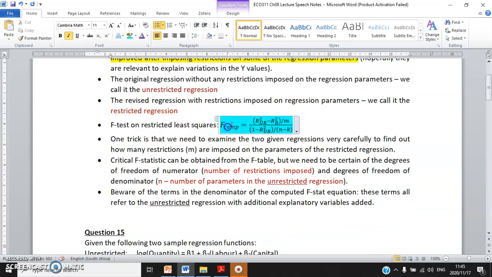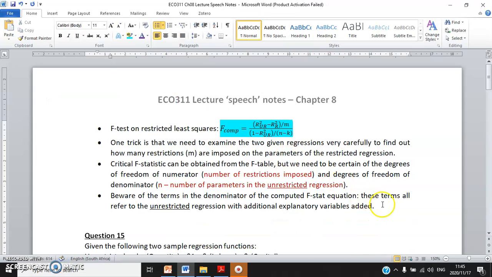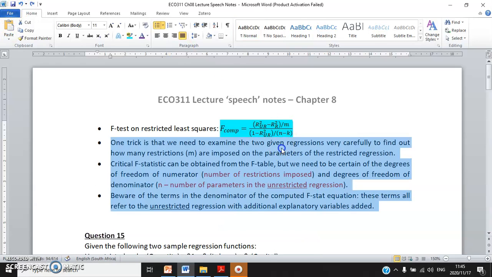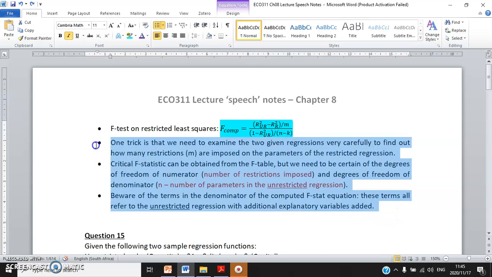Okay, so let me keep this computed F statistic equation. And then the K, look at the M minus K, the K must come from the unrestricted regression. So if you look at all the terms in the denominator, they must all come from the unrestricted regression.